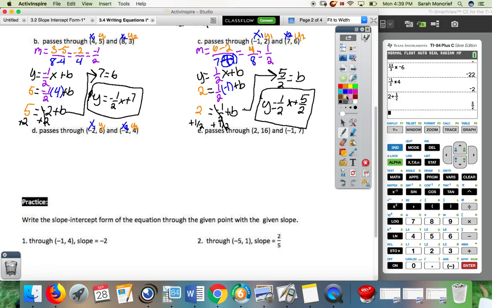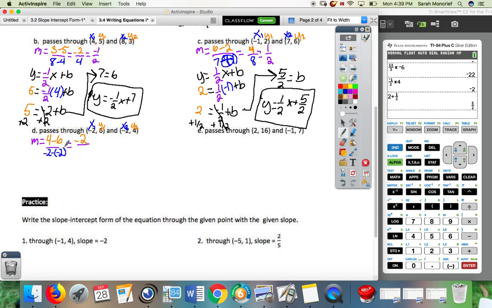So we now have my m is equal to y2, so 4, minus my y1 of 6, over my x2 of -2, minus my x1 of also -2. All right, let's start on the top. What is 4 minus 6? That is -2. So we have -2 over, let's see what -2 minus 2 is.